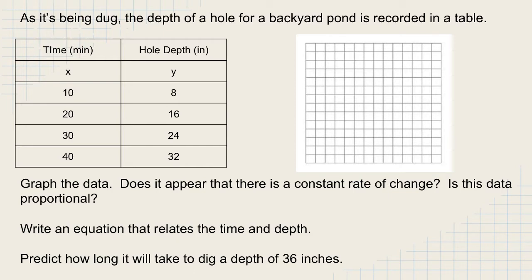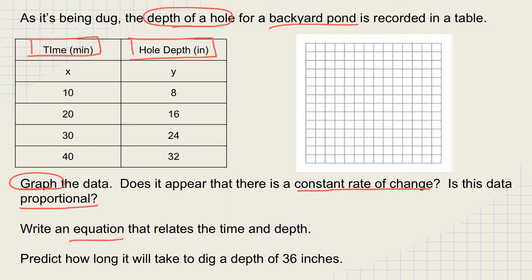Let's jump right in. Oh, no pun intended. We are talking about a backyard pond. Anyway, as it's being dug, the depth of a hole for a backyard pond is recorded in this lovely table. So the independent variable is time, the dependent variable is hole depth. So what I want you to do in your interactive notebook is graph the data. Tell me, do you think there's a constant rate of change, and is the graph proportional?